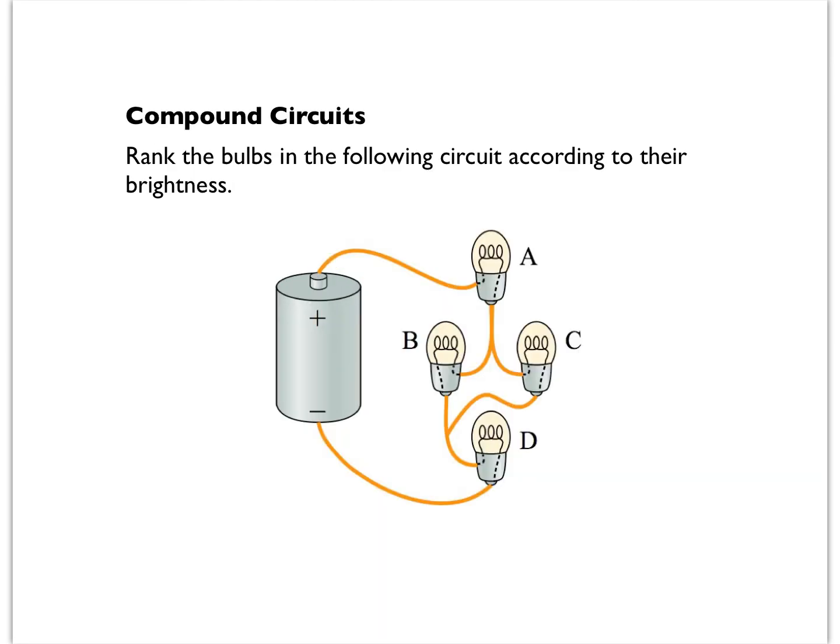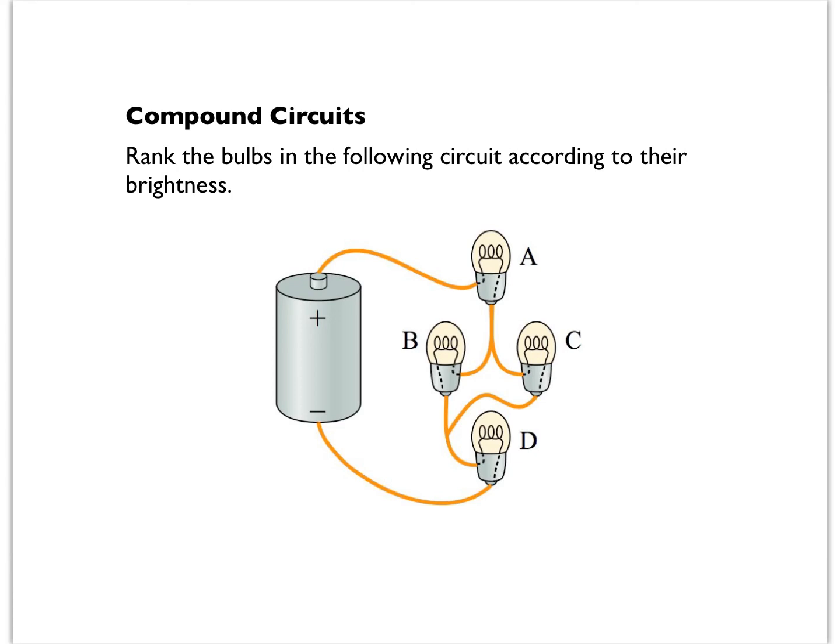Then we're going to look at more complicated circuits. In this circuit, we're going to rank the bulbs according to their brightness. Two things are at work here. One, I want to look at potential differences at different parts of the circuit. The other thing I can consider is current. Any current that goes through bulb A ultimately has to go through bulb D, because any current that comes out of the battery has to come back into the battery. So the current in bulb A and the current in bulb D should be the same. So I'm going to predict their brightnesses are the same.